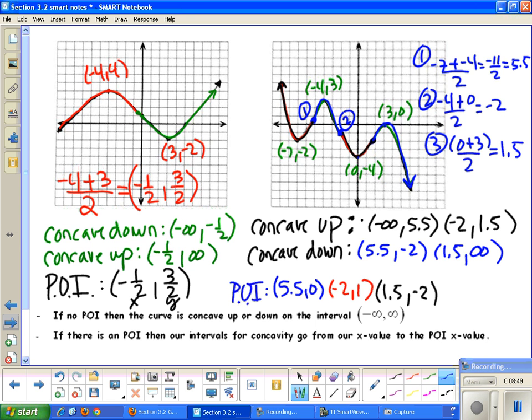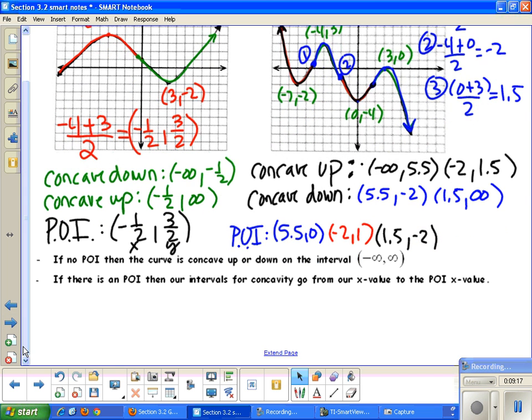I could also, if I wanted to, write the intervals where I'm increasing, decreasing, and constant. I don't have any constants for either of these graphs, but notice that in order to find the point of inflection, I need to know my maximum and minimum points. So maximum and minimum points are very important to find because they help you find the points of inflection, which help you then find your concavity, and also they help you find the intervals where you're increasing and decreasing.